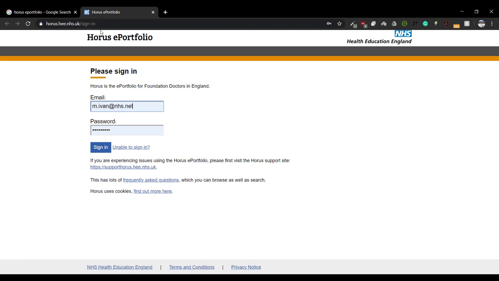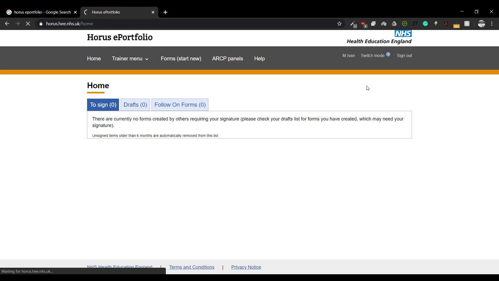So first of all, obviously, you'll have to contact the postgraduate medical education wherever you're working and ask, can I get access to the Horus e-portfolio? I'm sure most of them will be happy to give you that, because the portfolio is run by Health Education England, and they have agreed to give access to non-training doctors. So I don't see why the postgraduate office would say anything different. I think I have to switch mode to a training one. There we go.